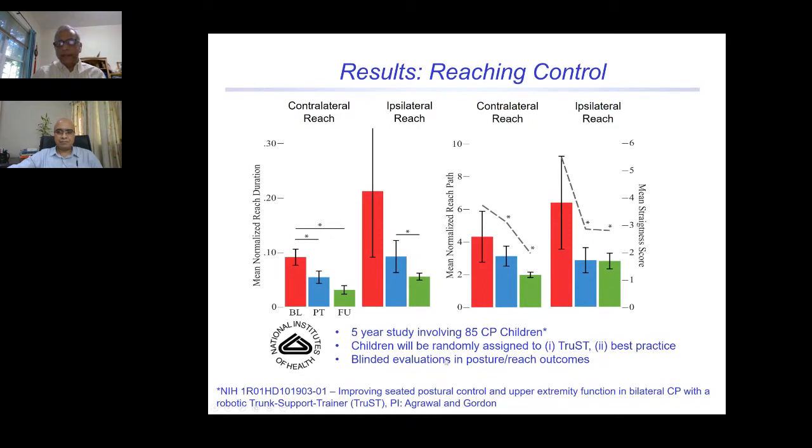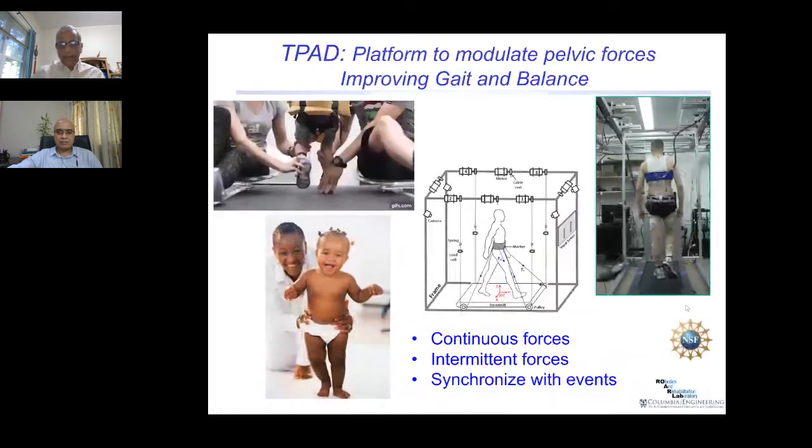This is a 5-year NIH project for us, along with one of my colleagues, Dr. Andy Gordon, who is a CP scientist. So let me move on to another topic for children. And we can come to all the questions and answers at the end of my talk here, so we can assign some time for that.